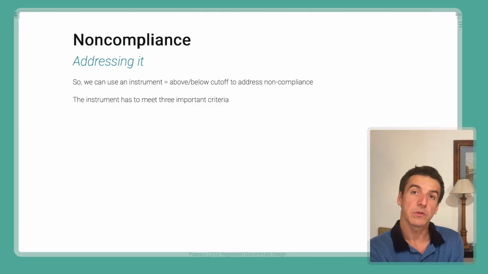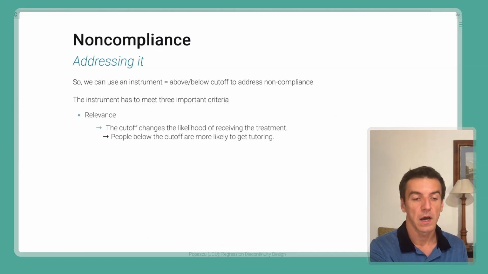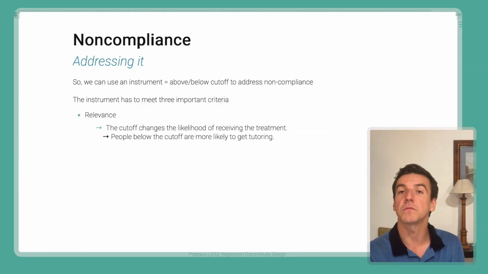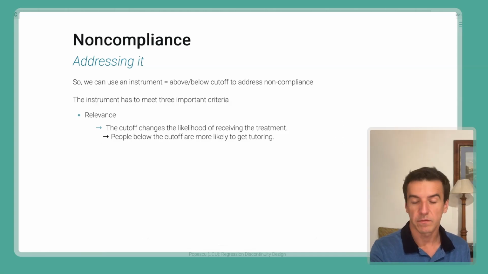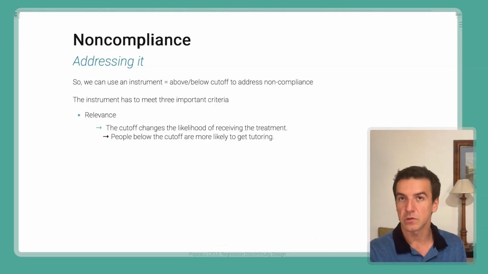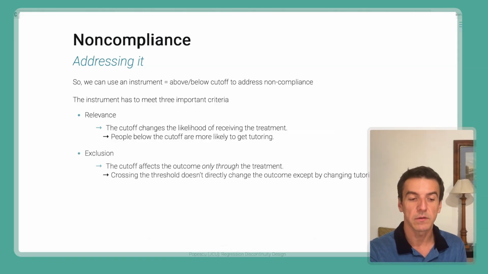Okay, so how do we address non-compliance? We can use an instrument, so just above and just below the threshold, to address non-compliance. And this instrument has to meet three important criteria. So the first one is relevance. So what does this mean in practice? Relevance means that the cutoff changes the likelihood of getting the treatment. So people below the cutoff are much more likely to get tutoring.